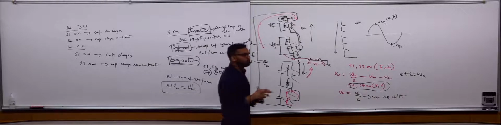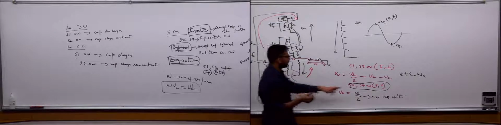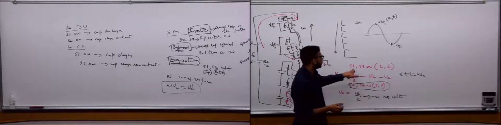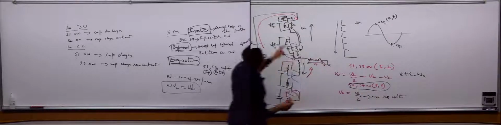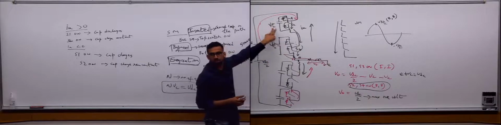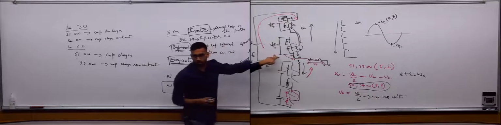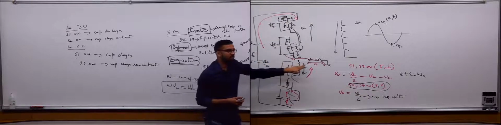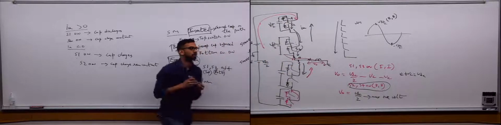So let's look at 2 more cases. Okay. So we know what happens when both are bypassed. We know what happens when both are inserted. What if submodule 1 is inserted and submodule 2 is bypassed? What will be the voltage here? Can you tell me? I'll let you think.